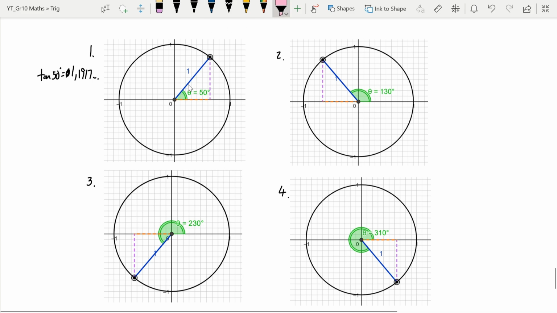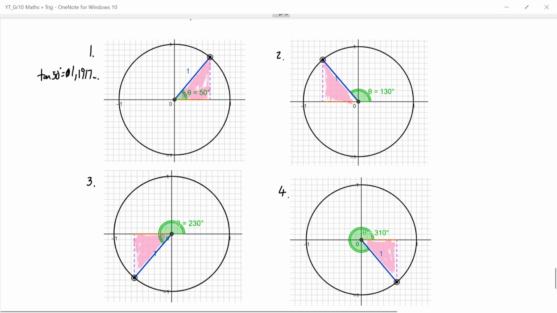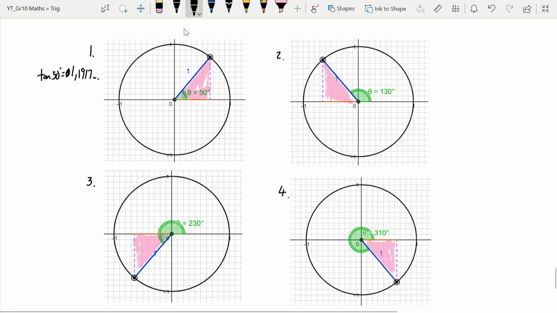Now, since these triangles are all congruent, and we're going to prove it as we go, we know that the ratio will be exactly the same because the triangle is the same, and the ratio of the sides will be the same. The only thing that would be affected is the sign of the ratio, either positive or negative, depending on which quadrant we're in. Okay, so let's start with the first one. We know that tan is opposite over adjacent, right? We know it will be positive in the first quadrant.